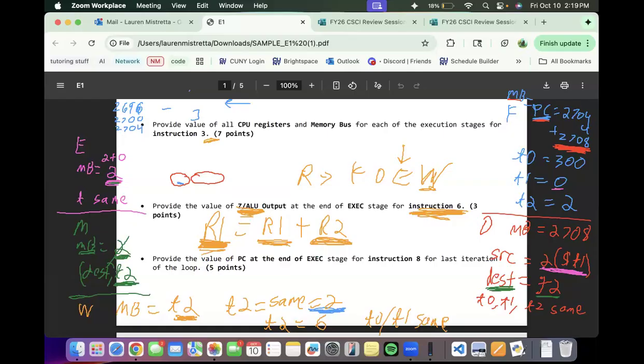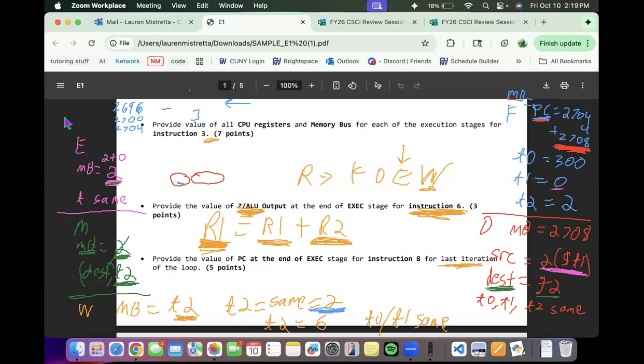And then the program counter, again, we went through this. Every time that I go through an instruction, I start out at 2696. And every single time that I do an instruction, I iterate by 4. The key here is the last iteration of the loop, right?